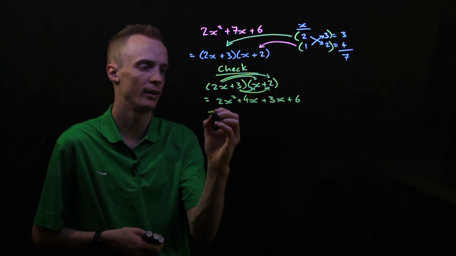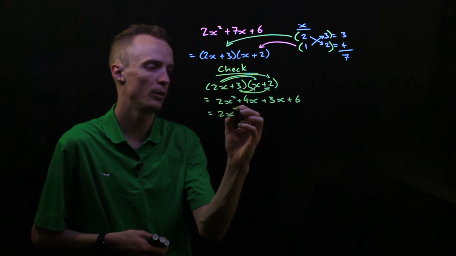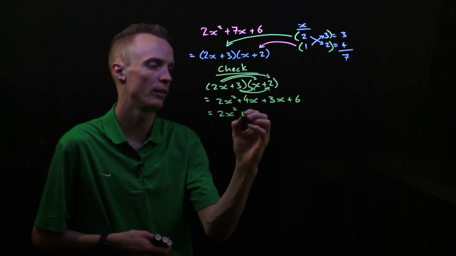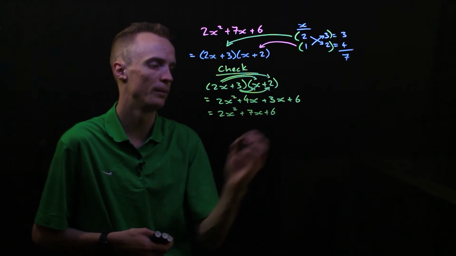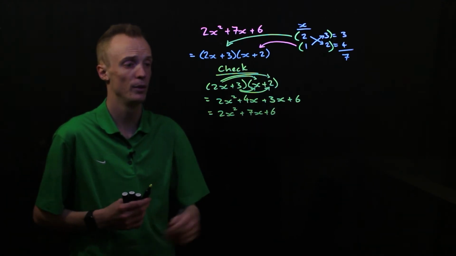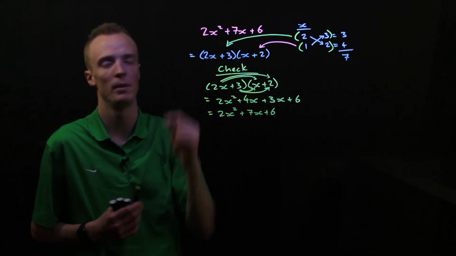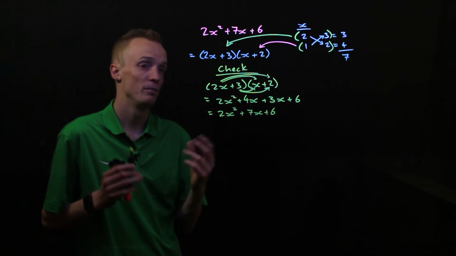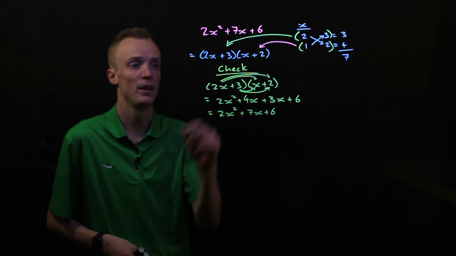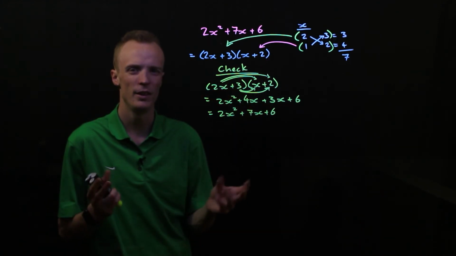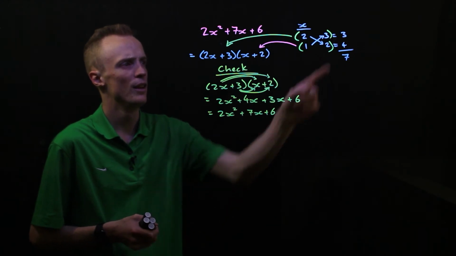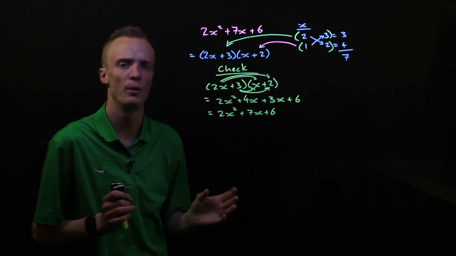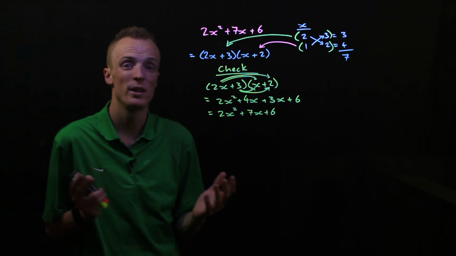And as I collect the like terms, we'll have 2x squared plus 7x, and then plus my 6 at the end. And what we've arrived to is the same expanded solution that we began with. So our factorising here has been done correctly. Now in this example that I gave you, I was lucky enough that I was able to find the correct combination straight away. And that's not always the case.